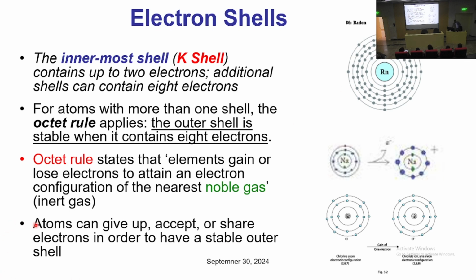So the atom tries to reach this stability by either giving up electrons, accepting electrons, or sharing electrons. So if an atom has 5 or 7 in the outer shell, there are 3 ways to reach this stability: either giving away electrons, accepting electrons, or the third way, sharing electrons with another atom. Then the atom will reach stability.